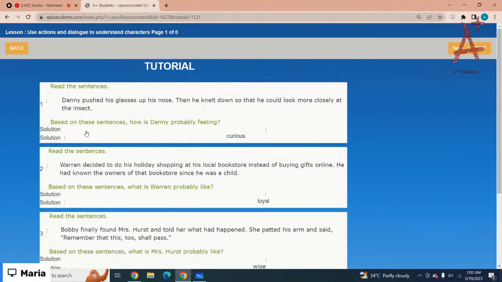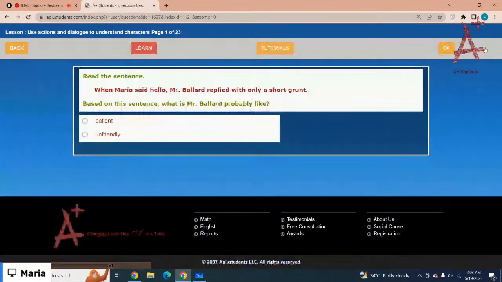Robbie finally found Mrs. Hurst and told her what had happened. She patted his arm and said, "Remember that this too shall pass." So, based on the sentence, what is Mrs. Hurst probably like? She is wise. She is advising Robbie. So, she is wise. Let's start with the practice questions. Basically, we have to understand the rule. Got it? From the sentence, we need to see what someone is like.